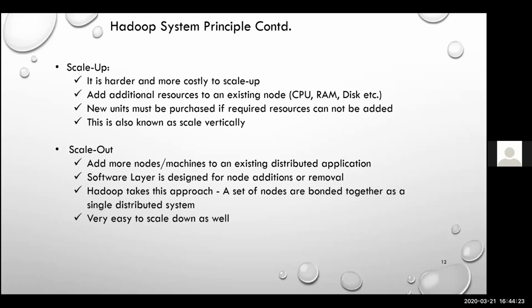So in Hadoop, it always supports scale out. It means that initially, let's say we set up a Hadoop cluster with 3 or 4 nodes. When I say nodes, you can consider virtual machines or physical machines, whatever.